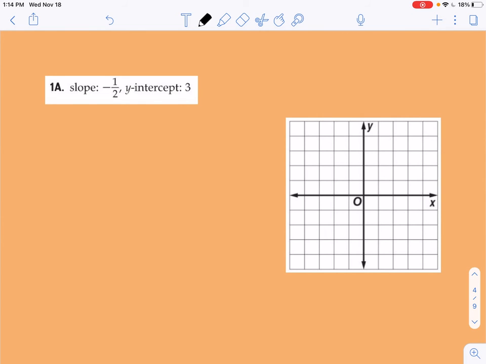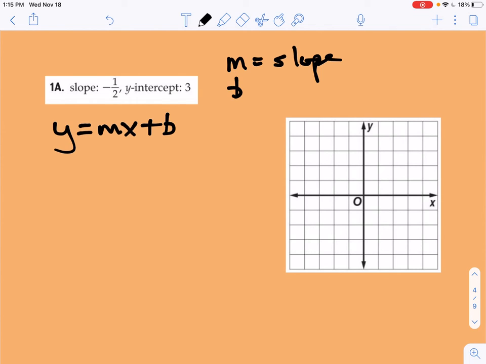All right, so if you want to try doing this on your own, absolutely go ahead. Give it a shot. All right, the first thing we have in front of us is we got to write our equation. So we're going to put it in this y equals mx plus b, and just remember that m is our variable for slope, and then b is the variable for y-intercept.